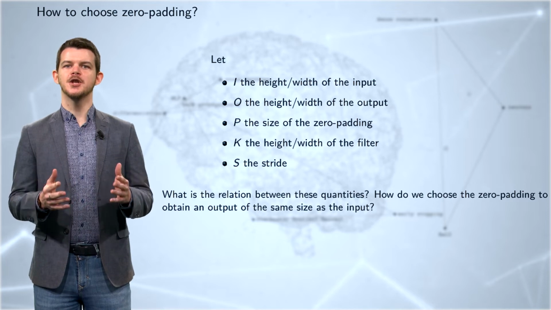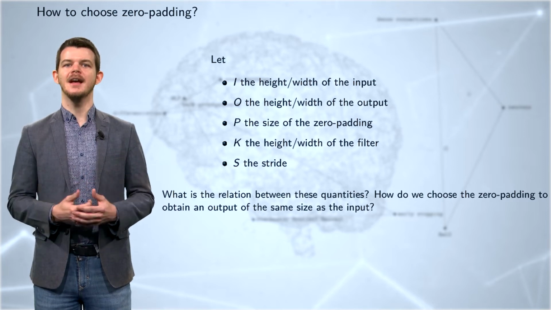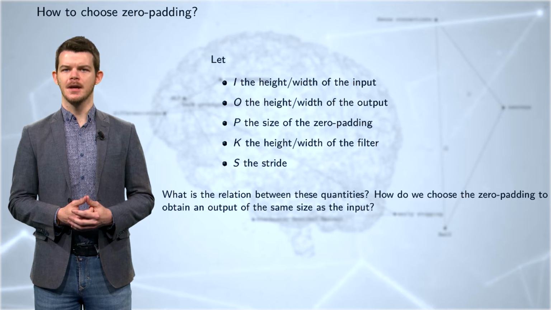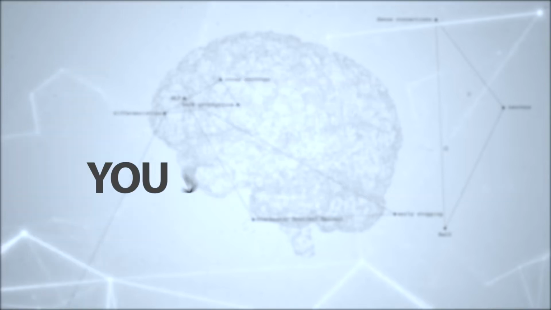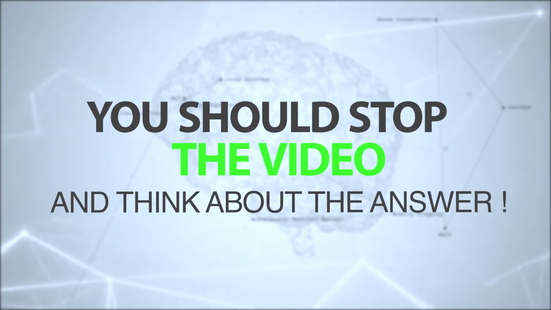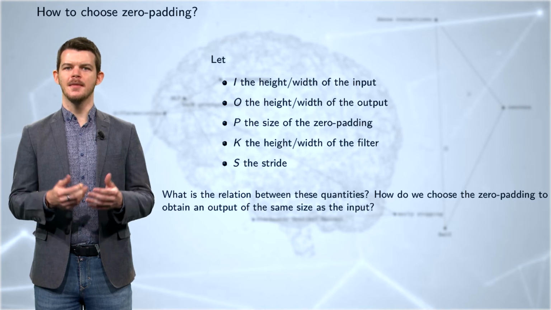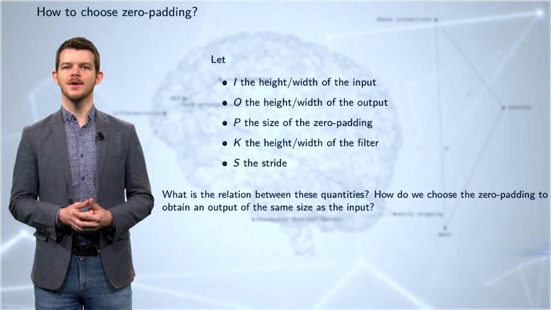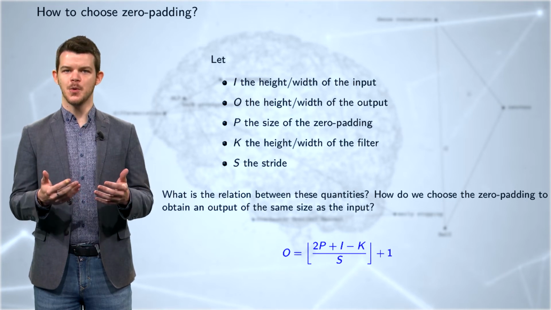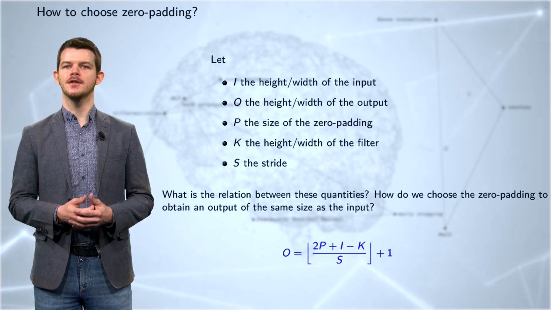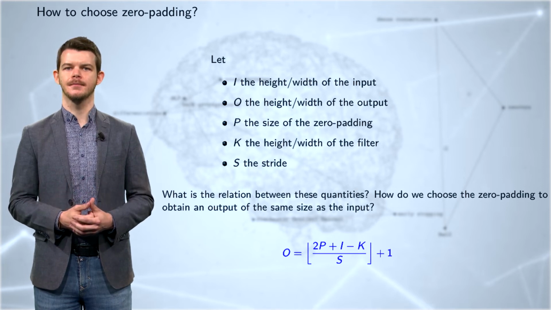There exists a relation between all the previous parameters and the dimension of the input-output. Can you find this relation? This relation is useful when one wants to have outputs of the same size as the input. You can then choose the last parameter to satisfy the relation below with O equals to I. I encourage you to try to derive this relation, which is not too complicated to obtain.